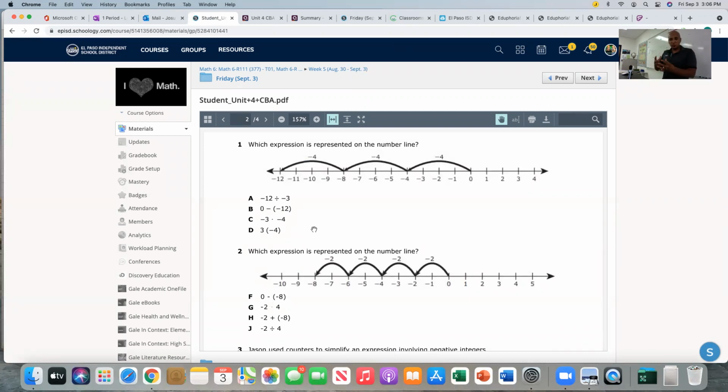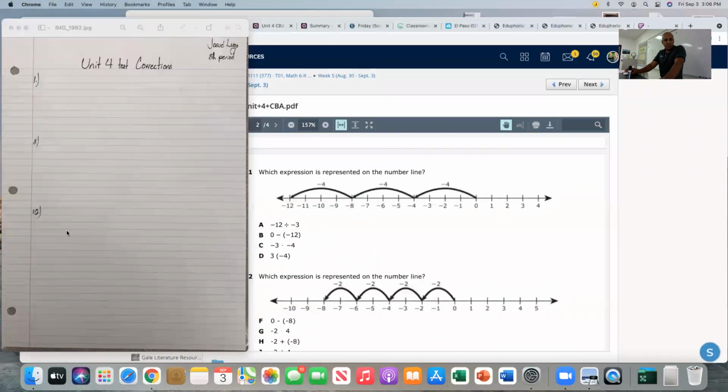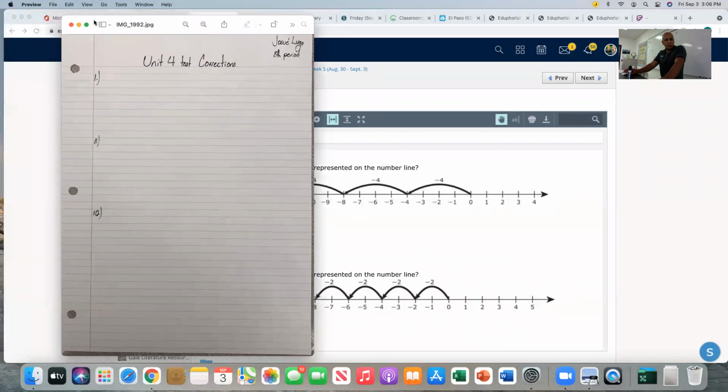So the question that becomes, why would I do corrections when I already have the right answer? Well, ladies and gentlemen, you need to show me how to get that right answer. What do I need? Well, firstly, I need you guys all to take out a sheet of paper and title it whatever corrections you're going to do. In this case, we're doing Unit 4 test corrections. All right, Unit 4 test corrections.